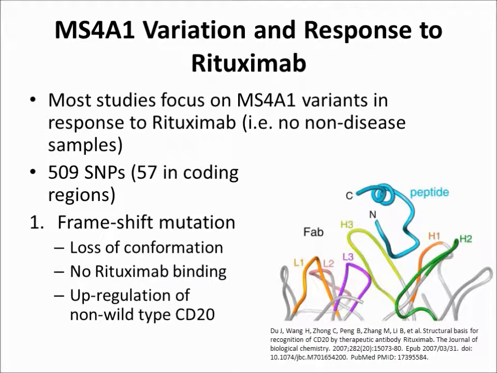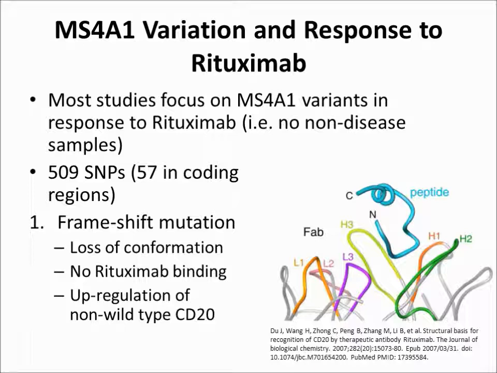Variation in the MS4A1 gene observed to date includes single nucleotide polymorphisms and a frameshift mutation resulting from a one base pair deletion. MS4A1 variation in non-disease individuals is not well studied. 509 single nucleotide polymorphisms have been identified in this gene, 57 of which have been mapped to coding regions. There is allele frequency data on most SNPs available from NCBI, but almost no functional annotations exist.